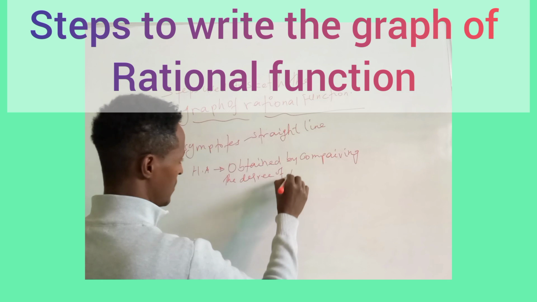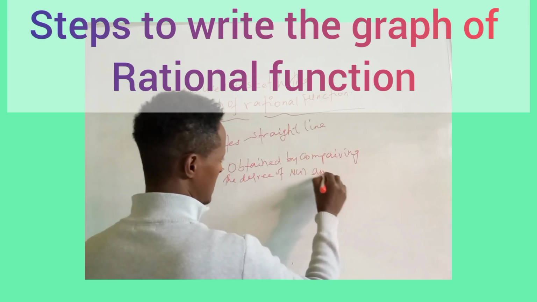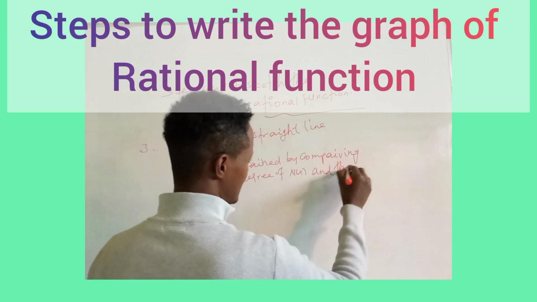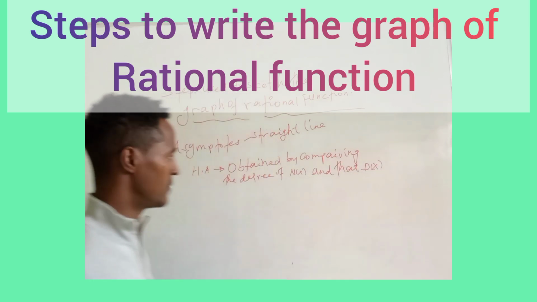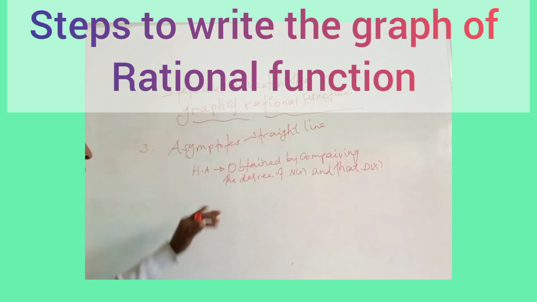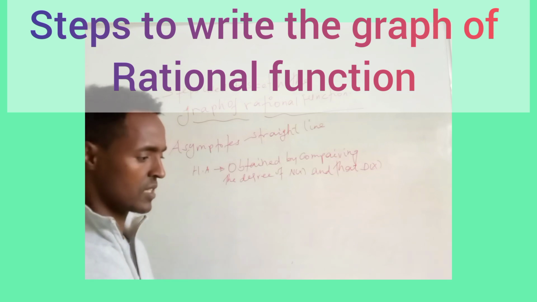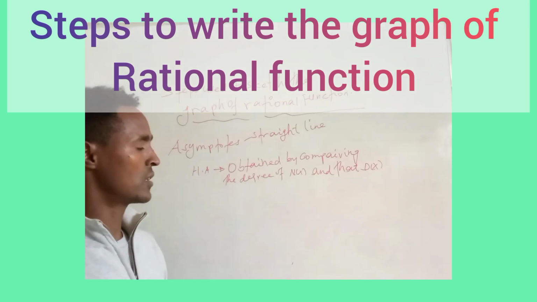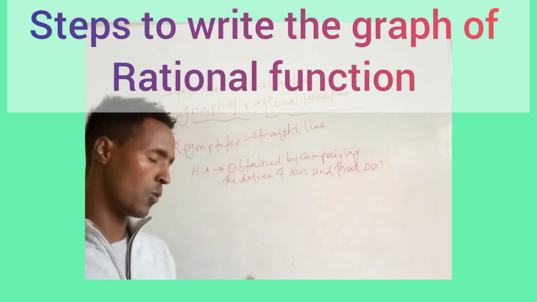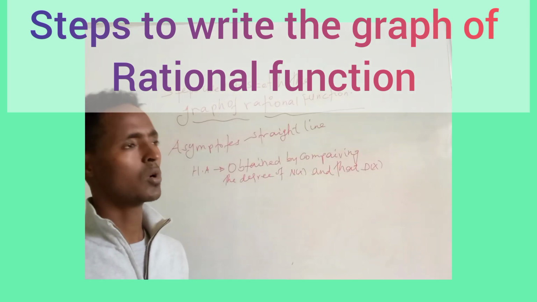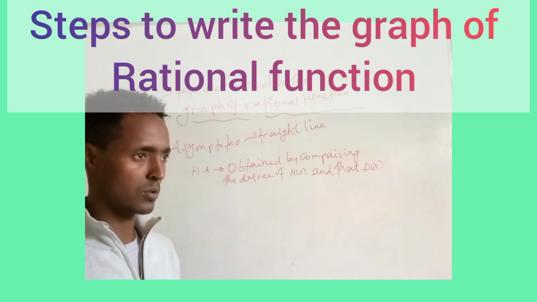Degree of n of x and that of d of x. So in finding the horizontal asymptote, you have to compare the degree of n of x and the degree of d of x, as I previously said. If the degree of n of x is less than the degree of d of x, then y is equal to 0, the x-axis, is considered the horizontal asymptote.